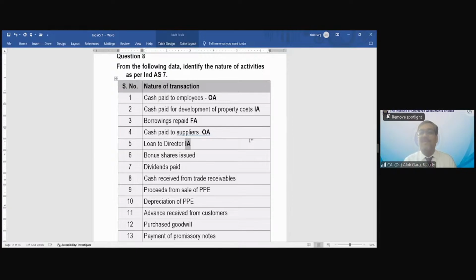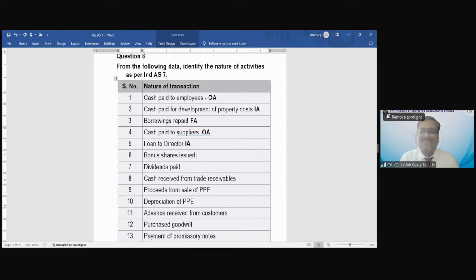Financing activity. Instead of from the bank, the company has taken a loan from the director or the promoter. It is a liability. Loan from director is a financing activity. Loan to director is an investing activity. Bonus share issued. Share capital. Financing. Non-cash activity.